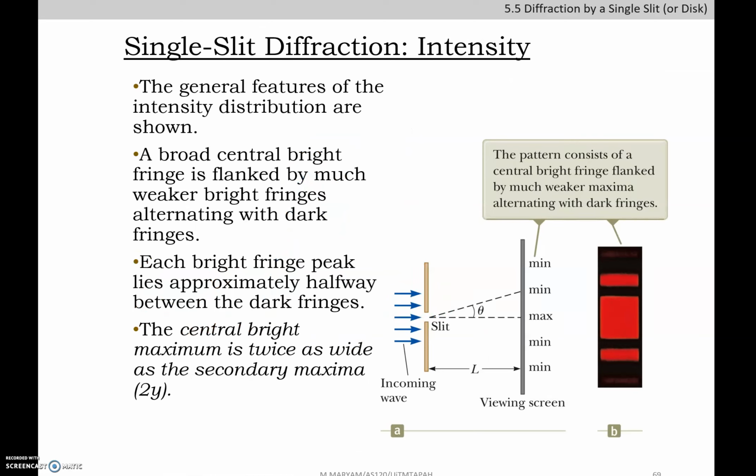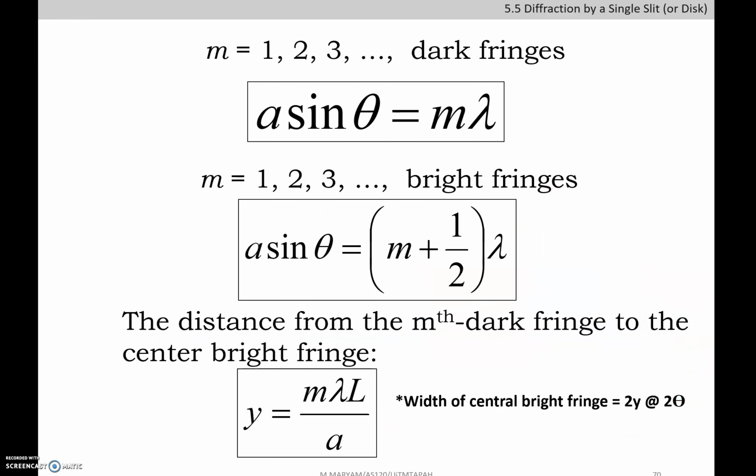That was the explanation on the intensity of light. Now, one more thing that you need to know: the center bright fringe maximum is twice as wide as the secondary maxima. So the distance here will always be double the size of the rest, or we write it as 2y if that is in meters, or you can also write it in terms of angle, which is 2 theta, because sometimes they will ask you to give the answer in angle, or they want you to give the answer in distance or in meters. So these are the equations that I mentioned just now.